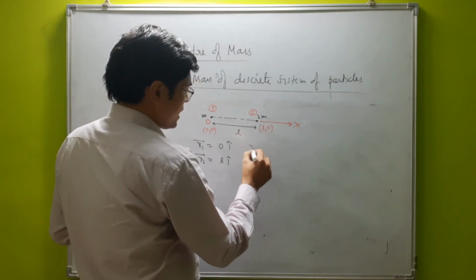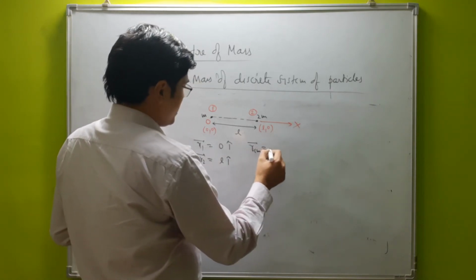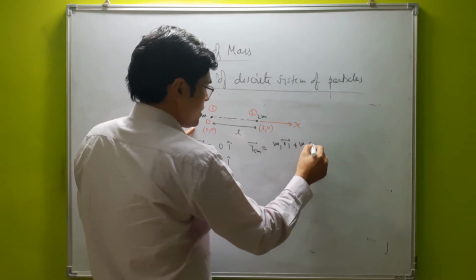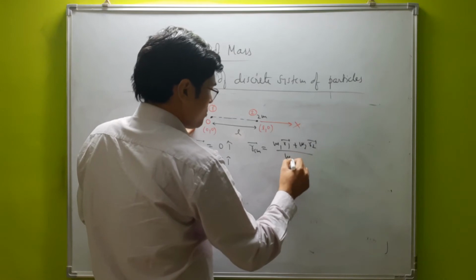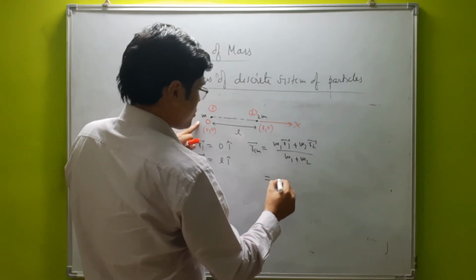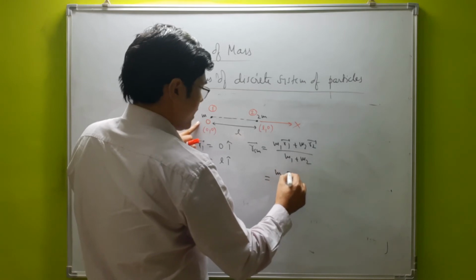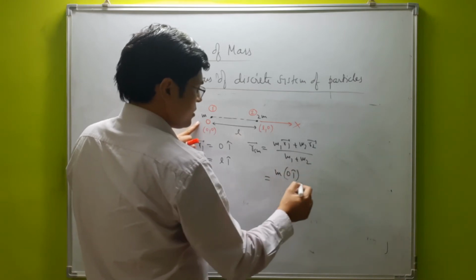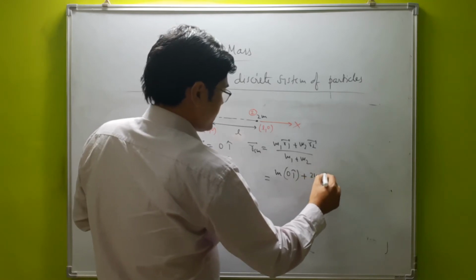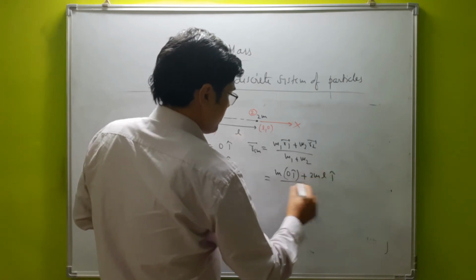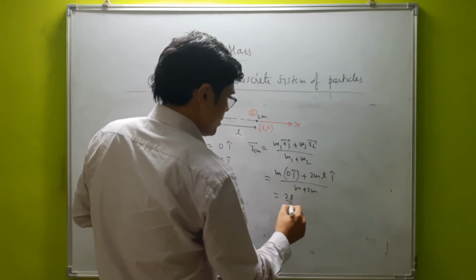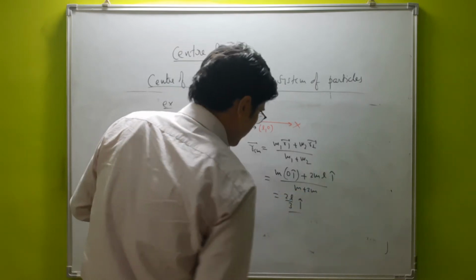Of course, r_CM by definition would be (m1 r1 plus m2 r2) by (m1 plus m2), right? So m1 is how much? m, and r1 is 0 i cap, and m2 is 2m, and this is L i cap, divided by m plus 2m. So this is basically 2L by 3 i cap, right?